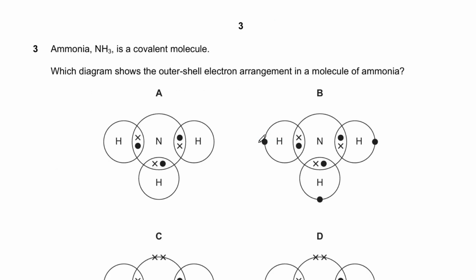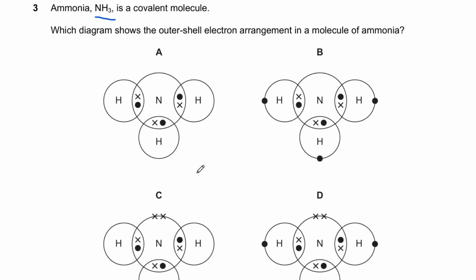Question 3. Ammonia is a covalent molecule. Which diagram shows the outer shell electron arrangement in a molecule of ammonia? This question is about the dot and cross diagram of ammonia. Ammonia is NH3, so that means you have nitrogen as a central atom surrounded by 3 hydrogens. Now, the correct diagram must show 3 shared pairs of electrons, because nitrogen is number 7, so the electronic configuration is 2, 5. That means it needs 3 electrons to complete the shell.